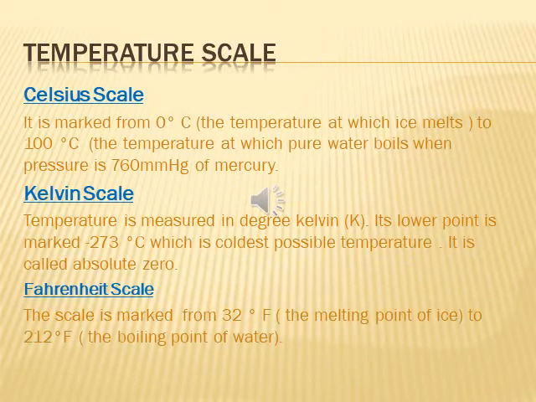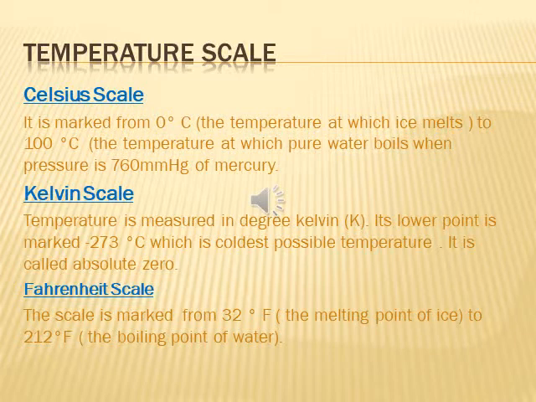There are different temperature scales used. First one, Celsius scale. This is the most commonly used scale. It is marked from 0 degree to 100 degree. 0 degree is the temperature at which pure ice melts, and 100 degree the temperature at which pure water boils, when the atmospheric pressure is 760 mm of mercury.